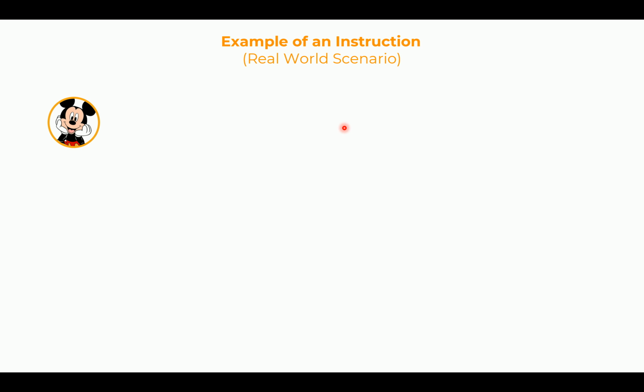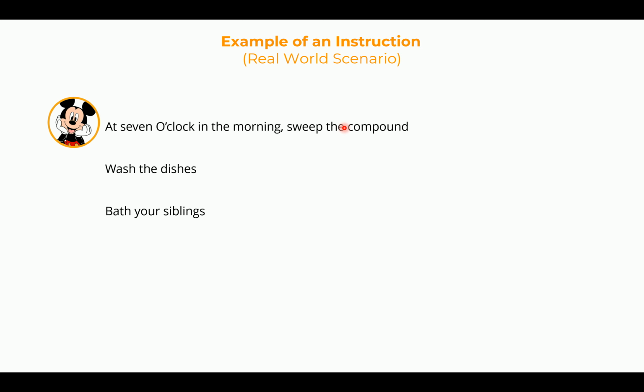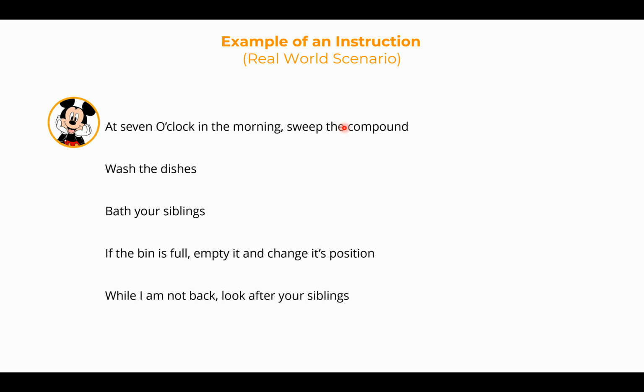So if we have a particular African parent giving an instruction to the child at home, how would the child follow those instructions? Say we have an instruction saying at 7 o'clock in the morning, sweep the compound. The next one says wash the dishes. The next one says bath your siblings. The fourth one says if the bin is full, empty it and change its position. And the last one says while I'm not back, look after your siblings.